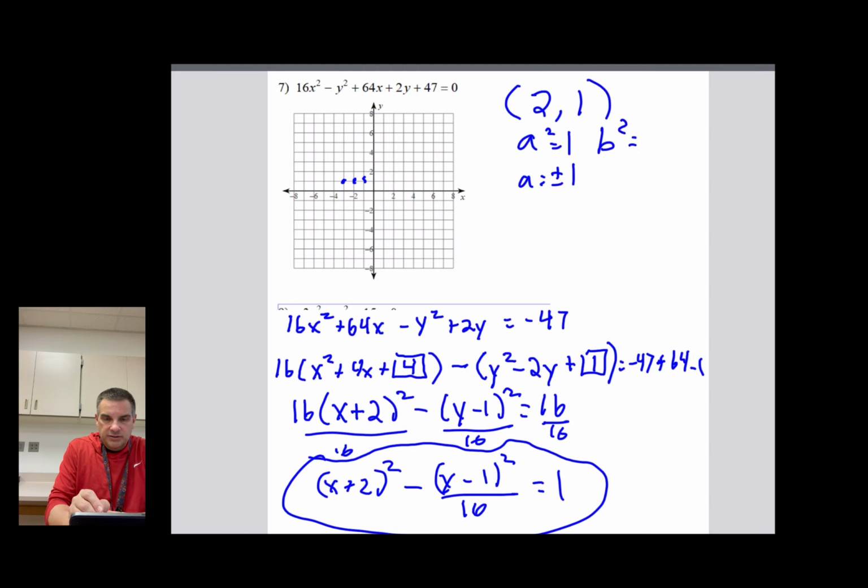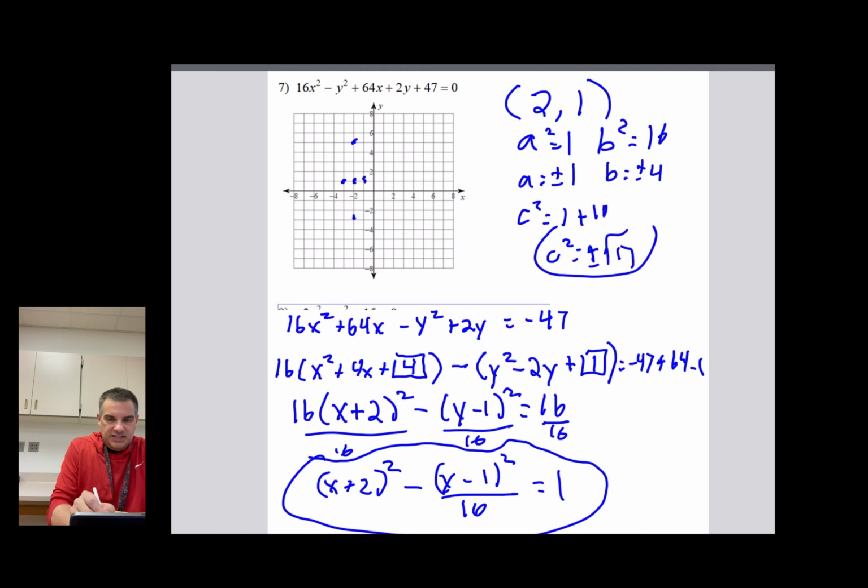B squared value, so b squared is 16, so b is plus or minus 4. So we're going to go up 4, 1, 2, 3, 4, down 4, 1, 2, 3, 4. There's our little drawing. Just to do, c squared is equal to 1 plus 16. So c is equal to plus or minus the square root of 17, and that's good enough for there.